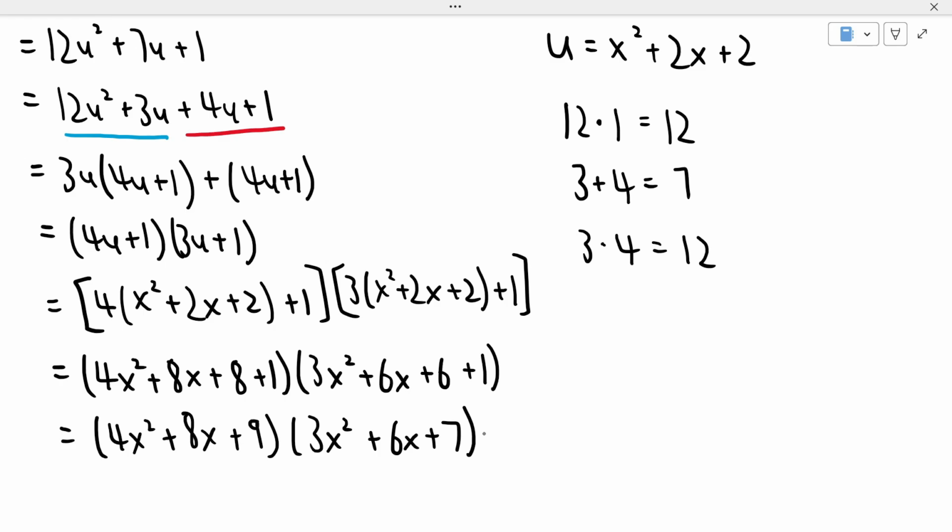So if we look at the first trinomial, 4x squared plus 8x plus 9, and multiply the coefficients of the first and last terms, 4 times 9 is equal to 36, but there are no two numbers that multiply to 36 and add to the middle coefficient of 8. For the second trinomial, this is also the case because 3 times 7 is equal to 21, and there are no two numbers that multiply to 21 and add to the middle coefficient of 6. So we can't factor this any further, and the original expression just factors to (4x squared plus 8x plus 9) times (3x squared plus 6x plus 7).